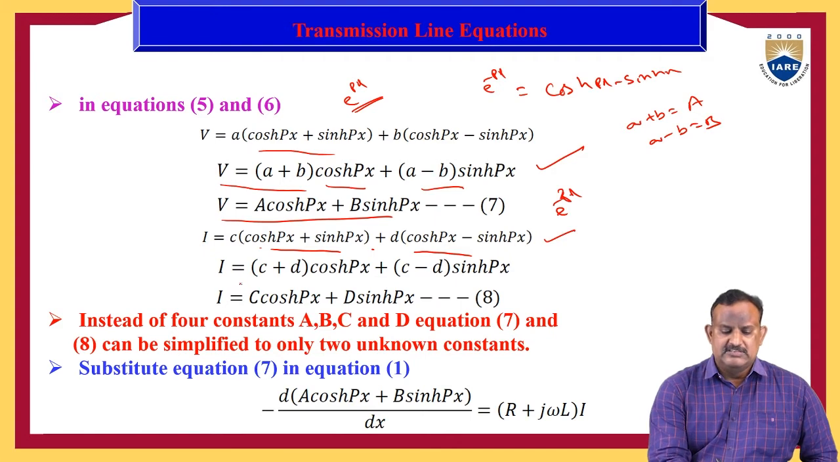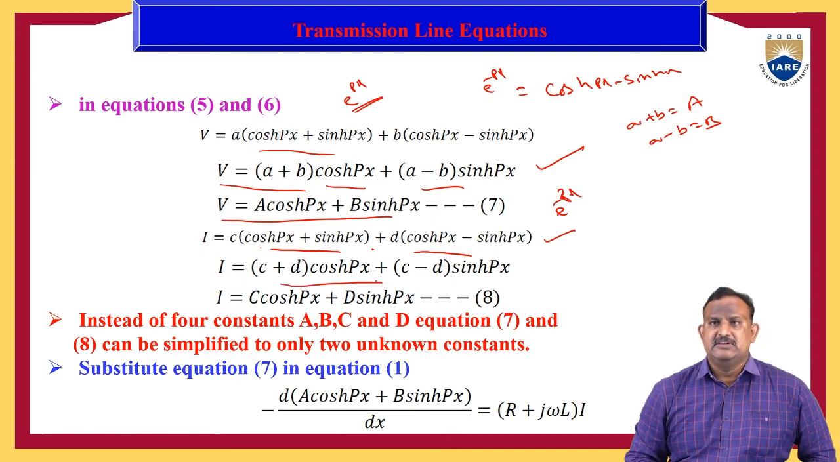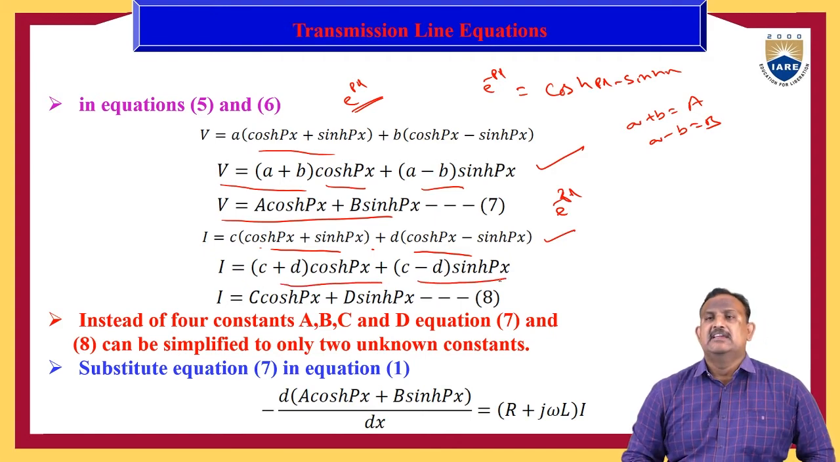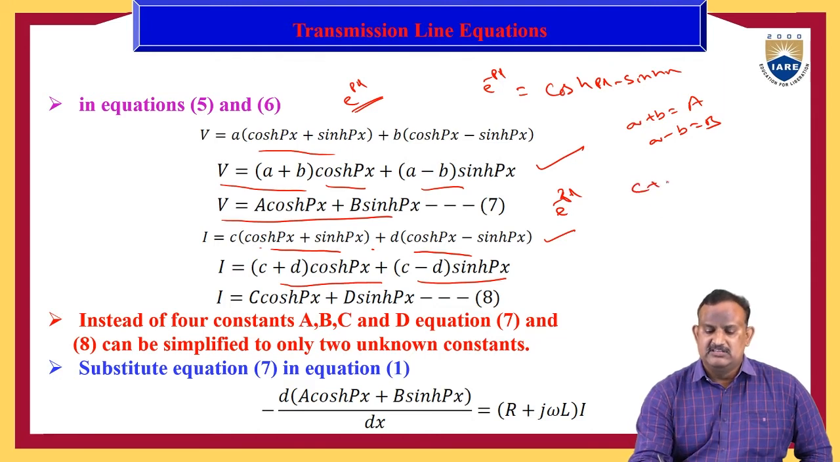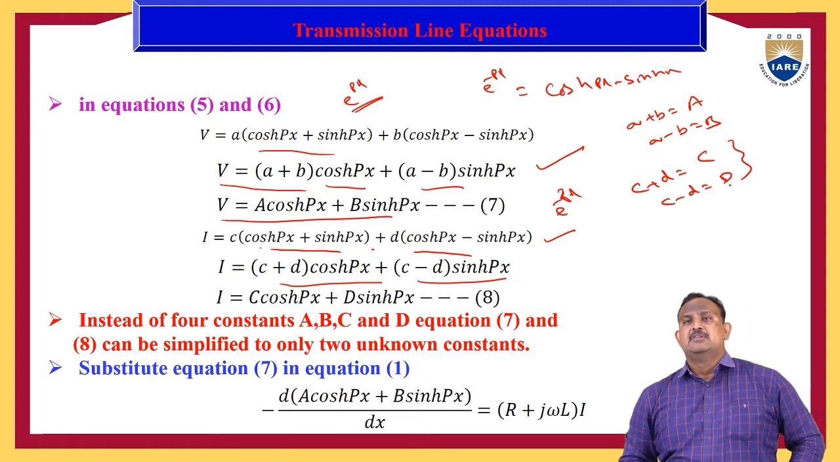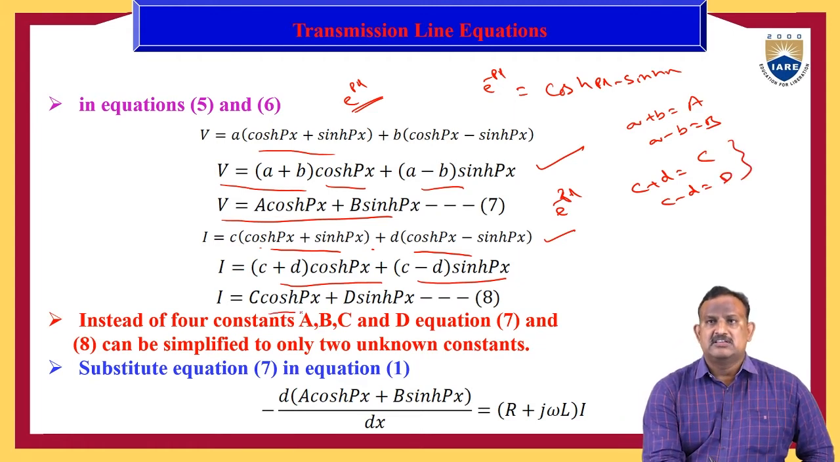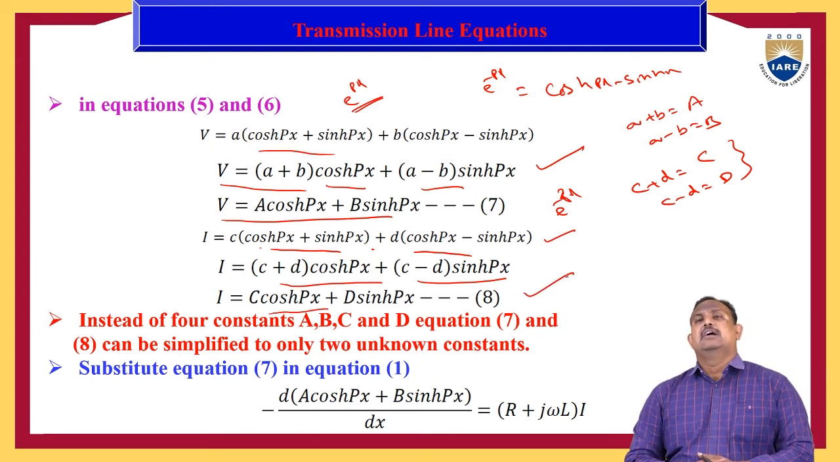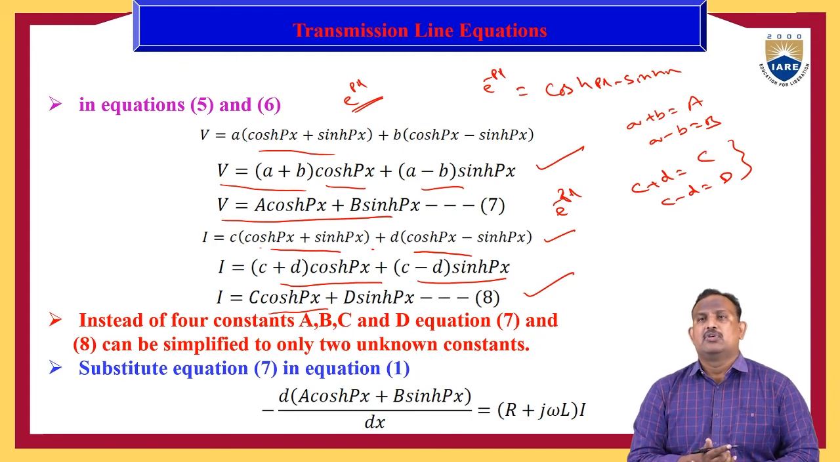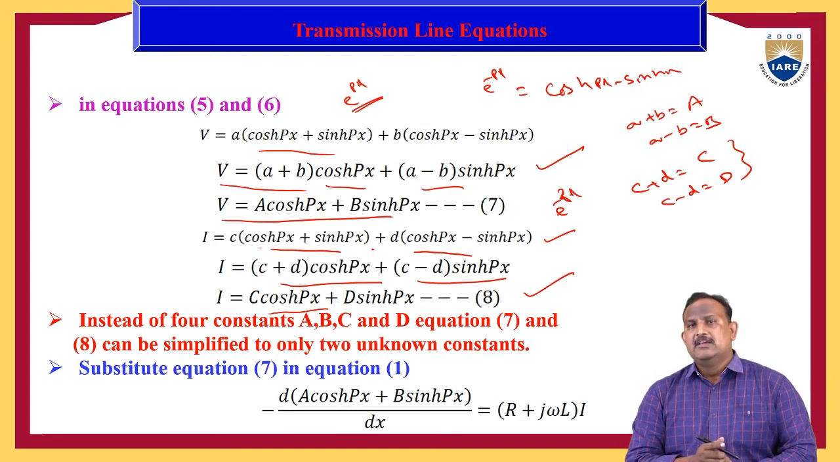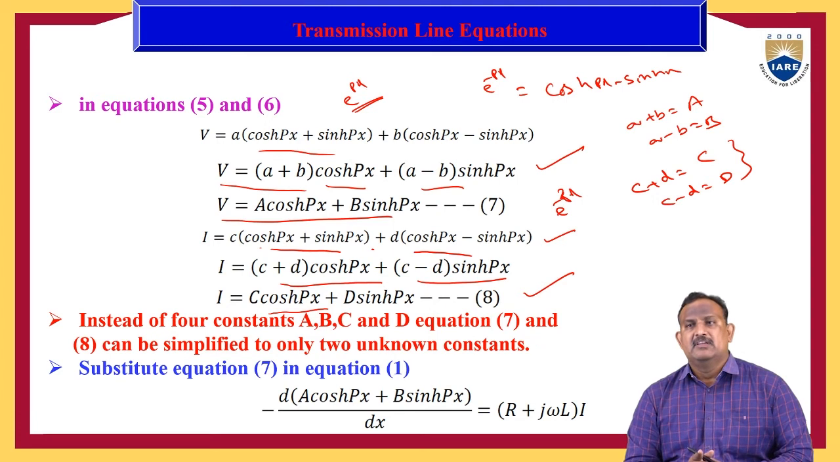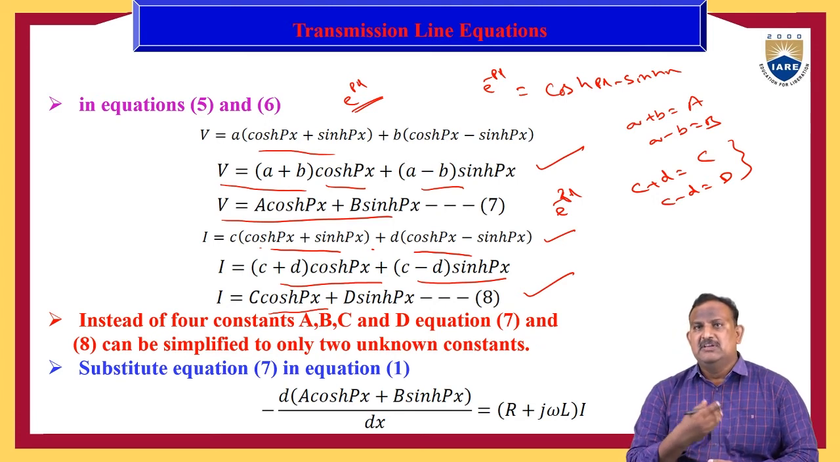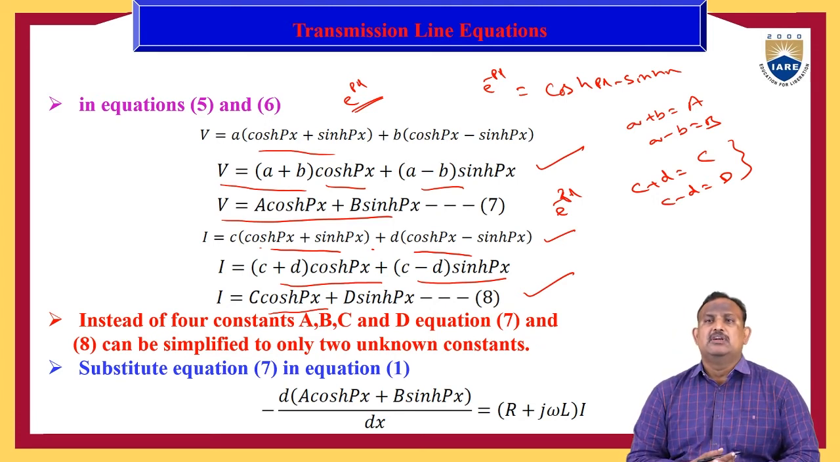Therefore, the equation becomes I is equal to (C plus D) into cos hpx plus (C minus D) into sin hpx. C plus D is equal to, substitute capital C, and C minus D equal to, substitute capital D. Therefore, the equation becomes I is equal to C cos hpx plus D sin hpx. So, instead of the four constants A, B, C, D in the two equations, the equation can be simplified to only two unknown constants.